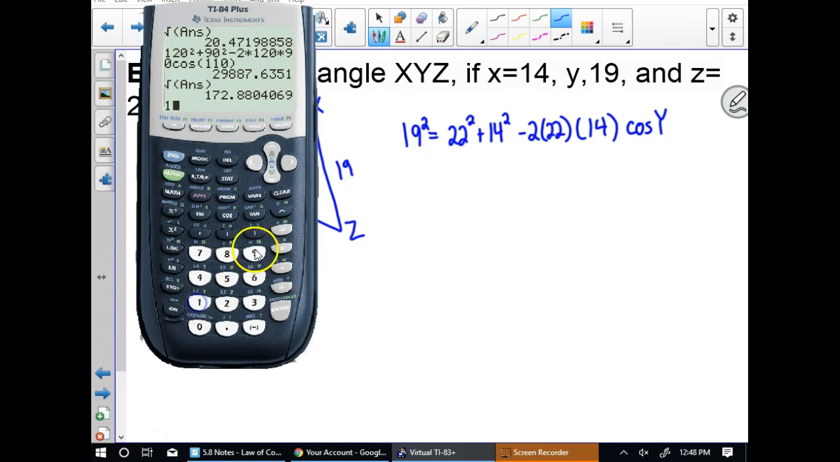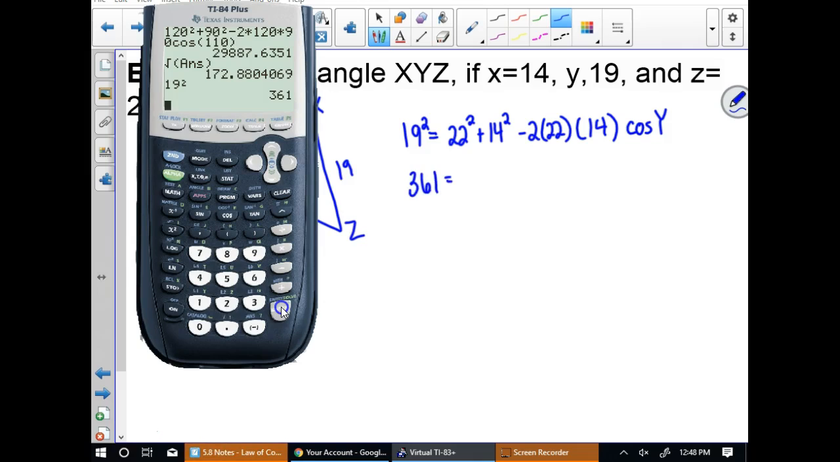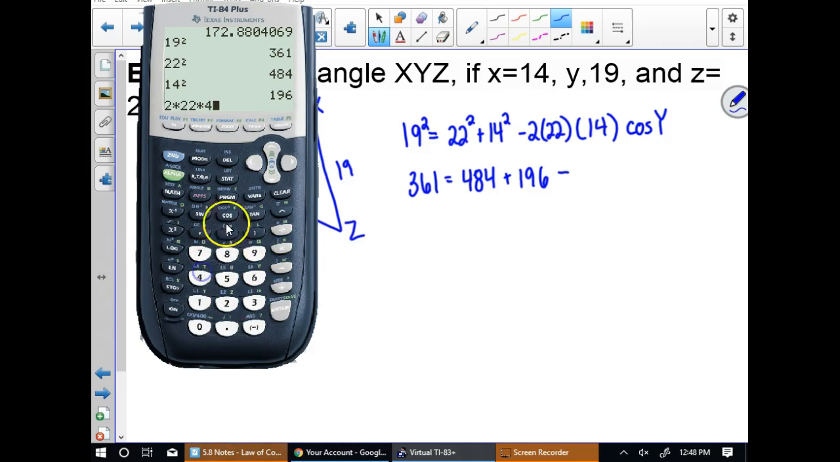So 19 squared would be 361. 22 squared is 484. 14 squared is 196. And then 2 times 22 times 14. That gives you 616 cosine y.